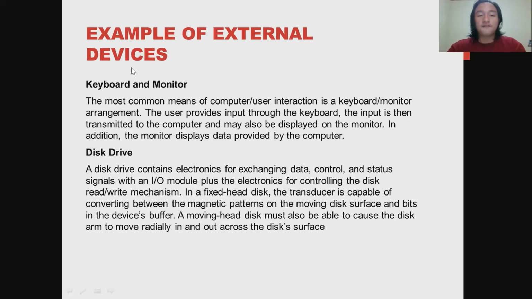Example of external devices: keyboard and monitor. The most common means of computer and user interaction is a keyboard and monitor arrangement. The user provides input through a keyboard. The input is then transmitted to the computer and may also be displayed on the monitor. In addition, the monitor displays data provided by the computer.